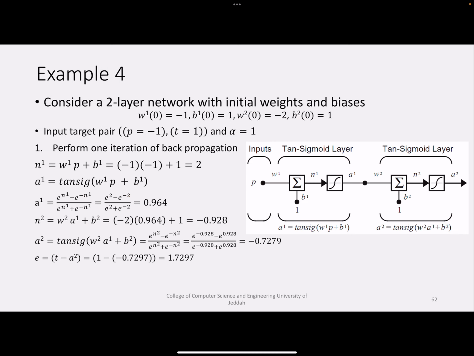Okay, another small example. Here we have a two-layer network, again given initial weights and biases. And now the input is -1, target is still 1, learning rate is set to 1. The forward propagation step, first we compute n1, get 2, pass that through the activation function, and you get a1, the output of the first layer.